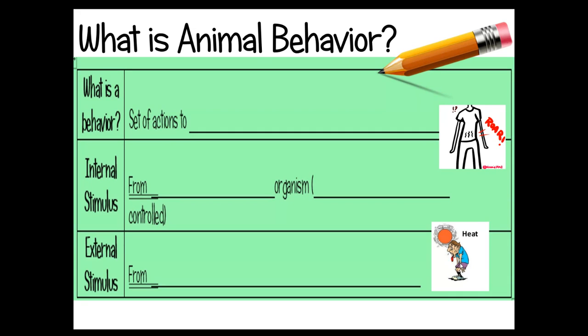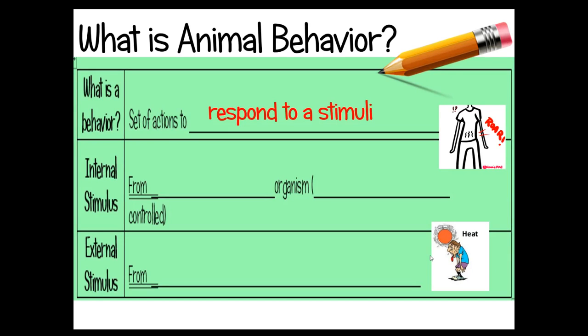So behavior is just a set of actions to respond to a stimulus, or stimuli. Remember, stimuli is plural. Remember, a stimulus is just anything that happens that causes an organism to react. So it's not only in animals, all living things respond to the environment. And this is just going to get more specific on different ways that animals respond to their environment.